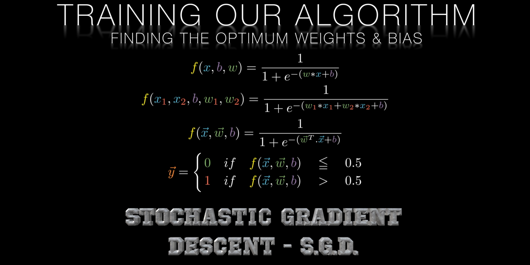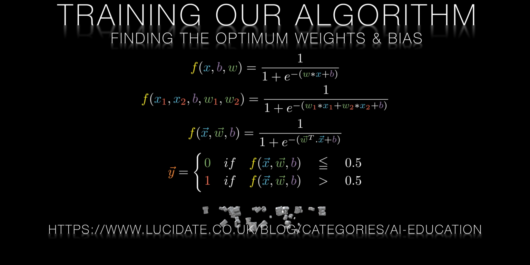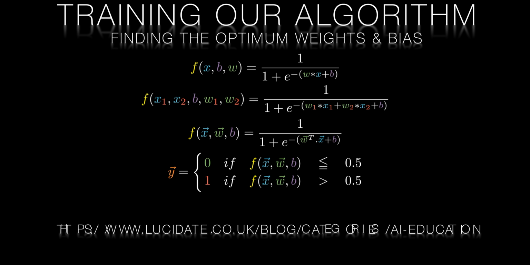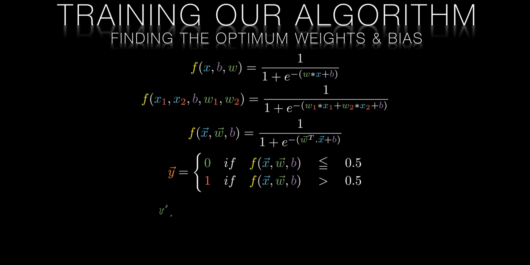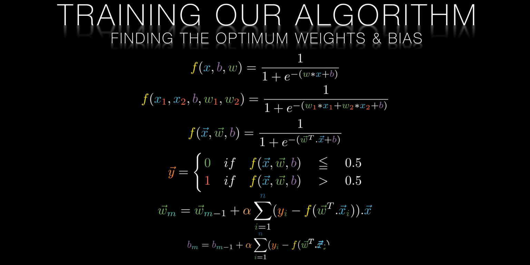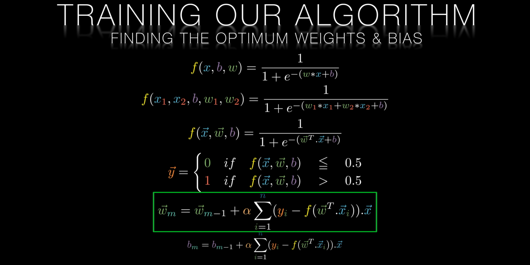If you're unfamiliar with SGD, then I encourage you to watch Lucidate's videos on the topic. These can be found at the URL on the screen or the link in the description. Simply stated, SGD uses calculus to derive an iterative equation to solve for the weights and biases. A learning rate, shown here as alpha, allows us to trade some accuracy for speed in terms of convergence. These two equations allow us to solve for our bias B and our vector of weights W.